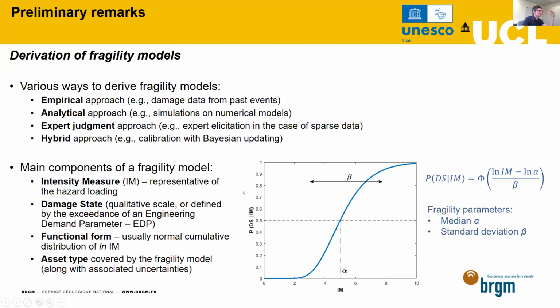Usually, when we speak about a fragility model, we have to consider a set of components, or ingredients. First is the intensity measure, a set of variables representative of the hazard loading. Also the damage state that you want to estimate, which can be a qualitative scale or be defined quantitatively by the exceedance of a given engineering demand parameter. Then your function has to be related to a functional form, so usually people use a normal cumulative distribution of the logarithm of the intensity measure. Also, your model has to be related to a given asset type, a family of buildings or one type of building, with the associated uncertainties. So when we speak about fragility, we speak about fragility parameters like the median and the standard deviation.